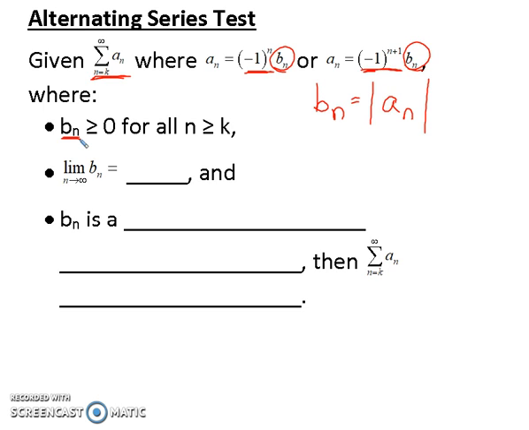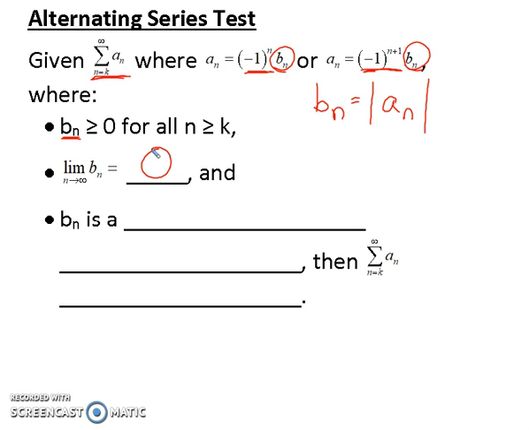Then the next thing you would need to show is that the limit as n goes to infinity for b sub n has to equal 0. So you do the limit as n goes to infinity for that expression, and you get 0. If you don't get 0, then the alternating series test is false, and we know our series diverges. So that's the second thing we show, is that the limit is 0.